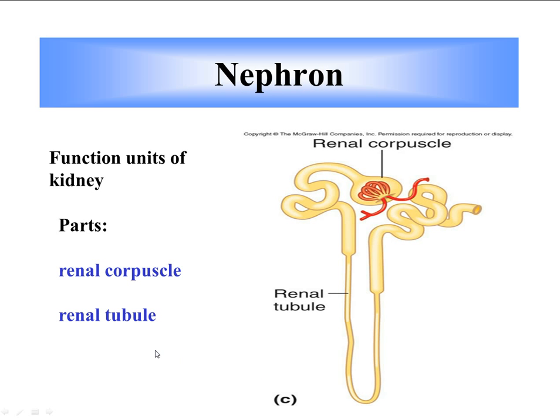Now the nephron is the functional unit of the kidneys. Again, there are millions of them. This is very simplified, but you have a renal capsule or corpuscle, and then a renal tubule. The tubule is very long. If we could stretch it out, it would be extremely long. It's a very convoluted tubule. So the nephron is made up of a renal corpuscle and the renal tubule.